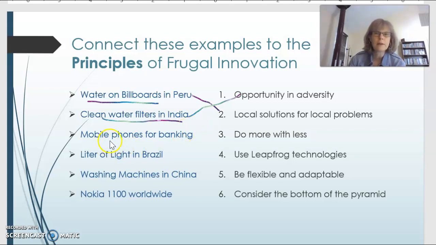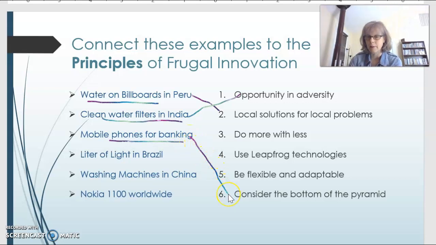The mobile phones for banking, they talk about that towards the end, the Nokia phones. That was an example to show us how to consider the bottom of the pyramid, the large number of people that would take advantage of a less expensive option in a mobile phone. The leader of light, they talked about that in Brazil, also in the Philippines. And that was an example of doing more with less.